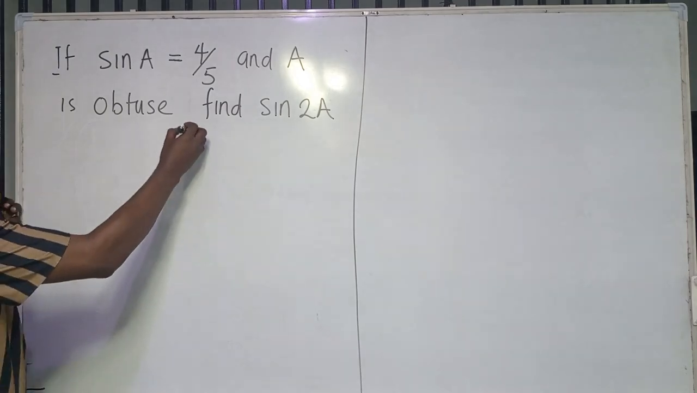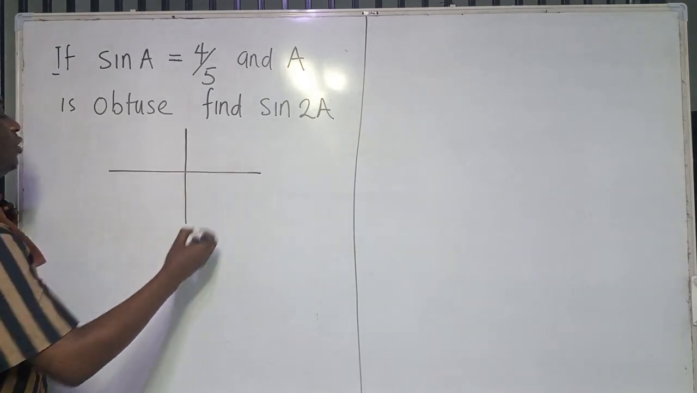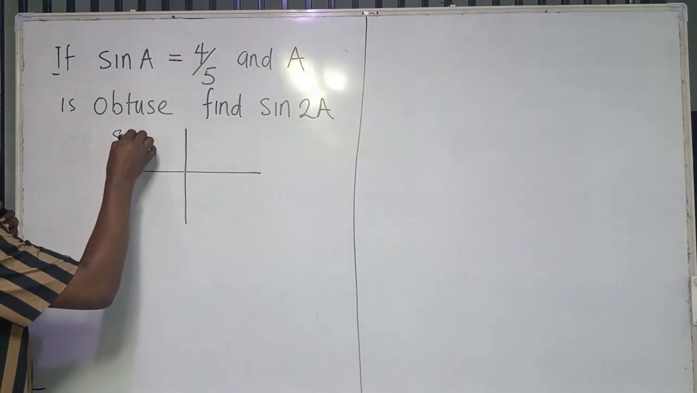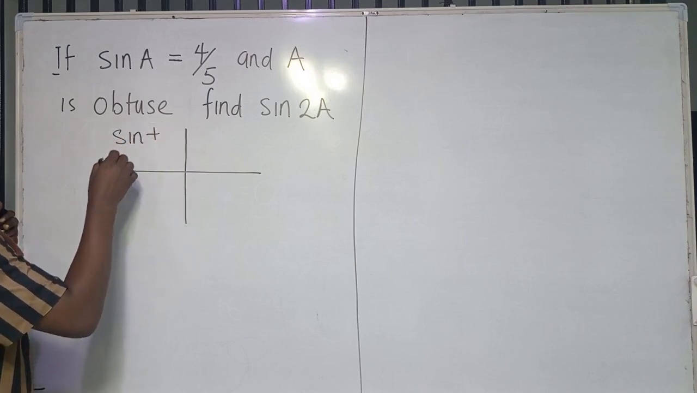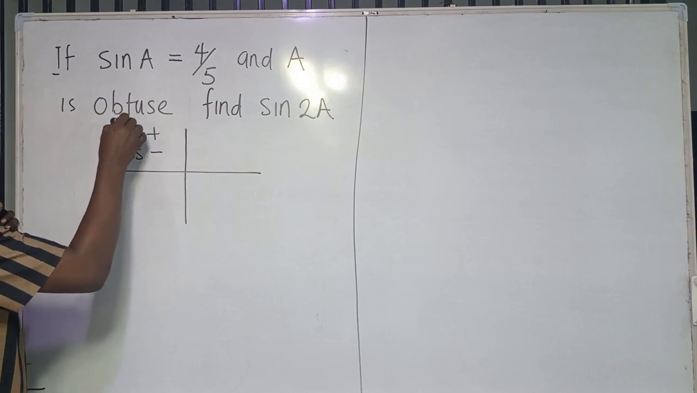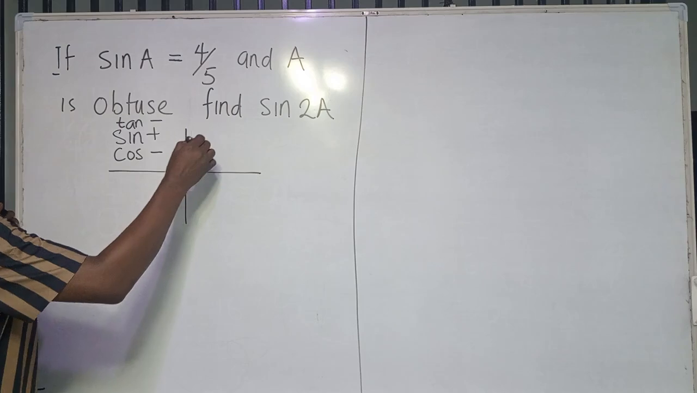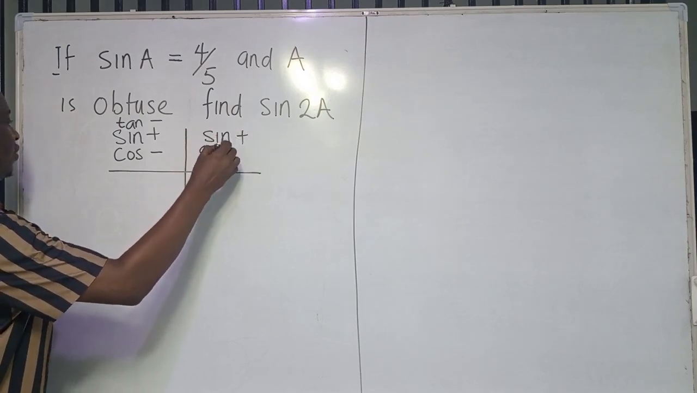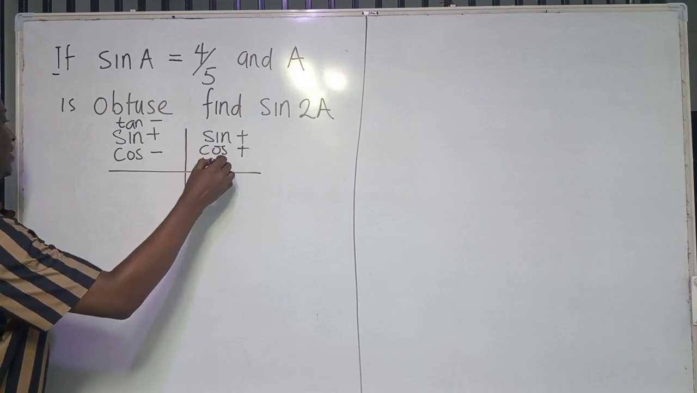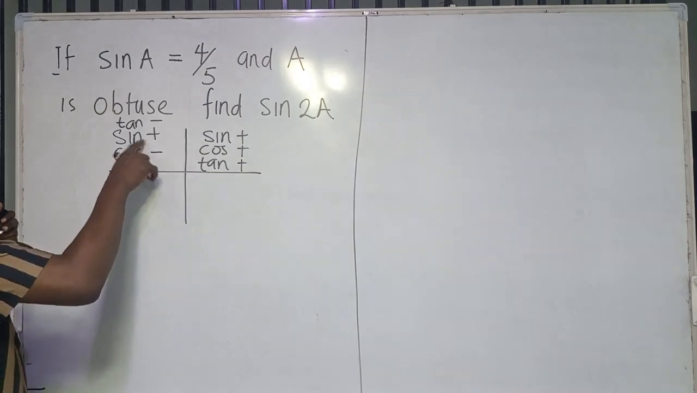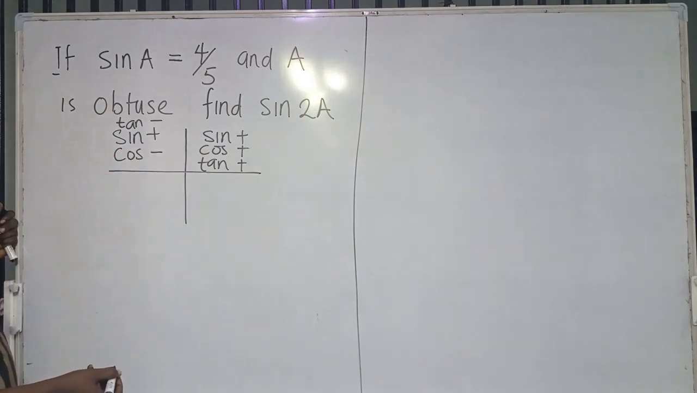According to the rules of trig, in the second quadrant, sine is positive, cos is negative, and tan is negative. But all are positive in the first quadrant: sine is positive, cos is positive, and tan is positive. So in this case, since sine is positive, it does not affect our result.